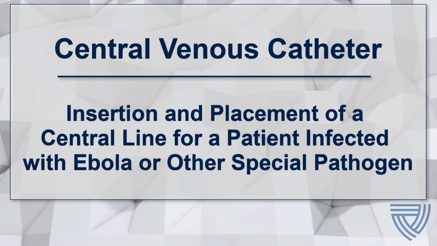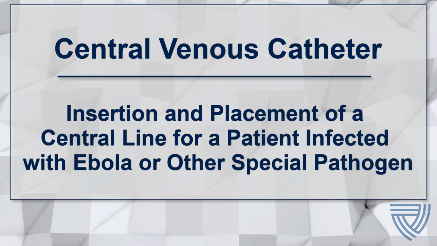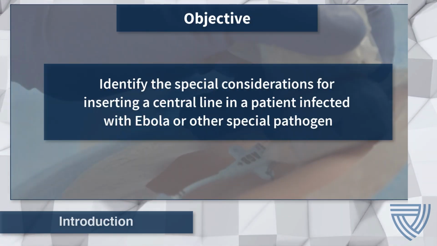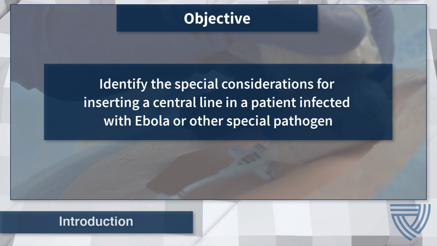Central venous catheter, insertion and placement of a central line for a patient infected with Ebola or other special pathogen. In this video, we identify special considerations for inserting a central venous catheter, also known as a central line, in a patient infected with Ebola or other special pathogen.